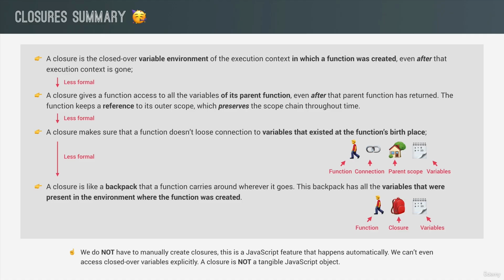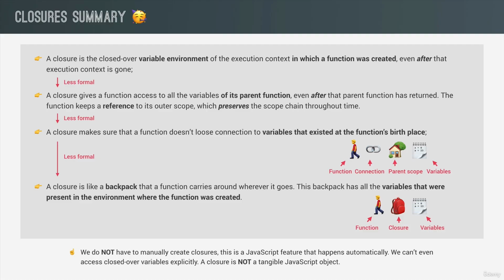We don't have to do anything. Also, there is no way for us to explicitly access closed over variables. That's because closures are not like a tangible thing. They're not like an object or so that we can access. So we cannot just reach into a closure and take variables from it. That's impossible, because a closure is just an internal property of a function. We can observe that a closure happens, because functions magically keep having access to variables that should no longer exist, but we cannot directly access these variables.